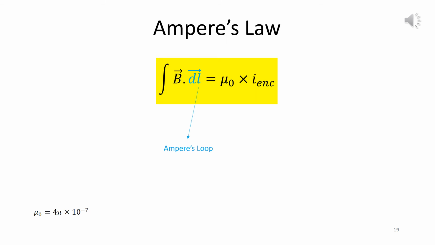It says that the integral of B dot dL, a scalar product, is equal to mu 0 times I enclosed by that loop, where dL is a small element of the loop.